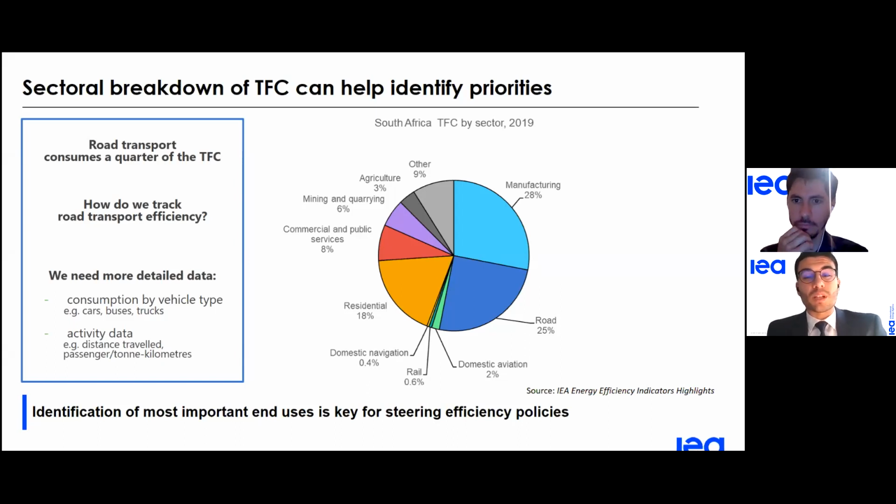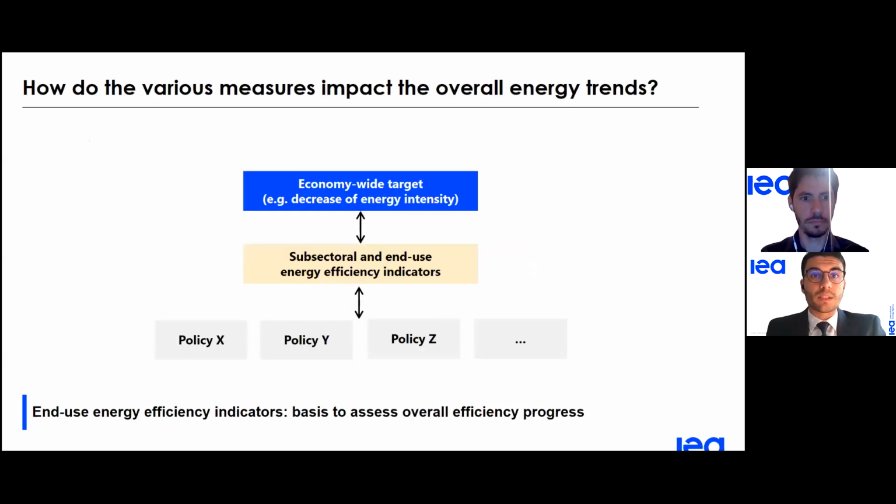So it's likely that we consider road transport a priority sector for energy savings. However, we don't know if this consumption is coming mostly from passenger cars, trucks, buses, motorbikes, or how long those vehicles are traveling. So we need more detailed data to better assess this. And not having this proper data could lead to wrong policy decisions and actions. So next, please. I would say that subsectoral and end-use data are really at the boundary, bridging economy-wide targets, like, for example, decreasing the energy intensity we were mentioning before, and the specific policies that we design to meet those targets. Next.